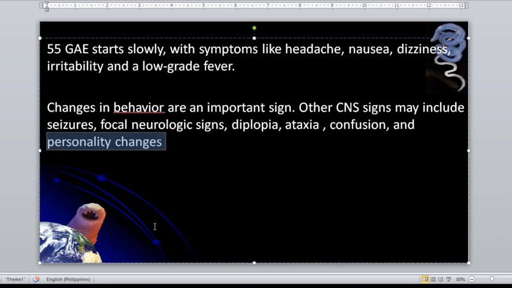Okay, their behavior and personality change, it doesn't mean they have gone insane, but that can be a possible effect of parasitic infection, particularly the Acanthamoeba species, which may progress to form the GAE.